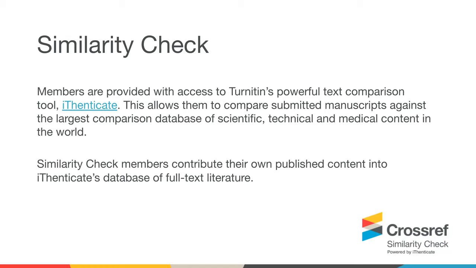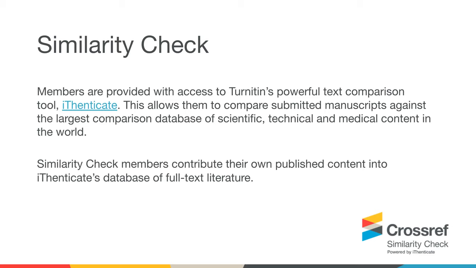How it works is that our members are given access to our partner Turnitin's powerful text comparison tool. It's called Authenticate. You may also be familiar with the Turnitin system itself, which is often used in universities and schools. Authenticate allows you to compare your incoming manuscripts against the largest comparison database of full text academic content that's available. There are other plagiarism screening tools available, but using Authenticate as a Similarity Check member is quite unique, as it creates a relationship between the content owners and Turnitin. So it's kind of a two-way service.